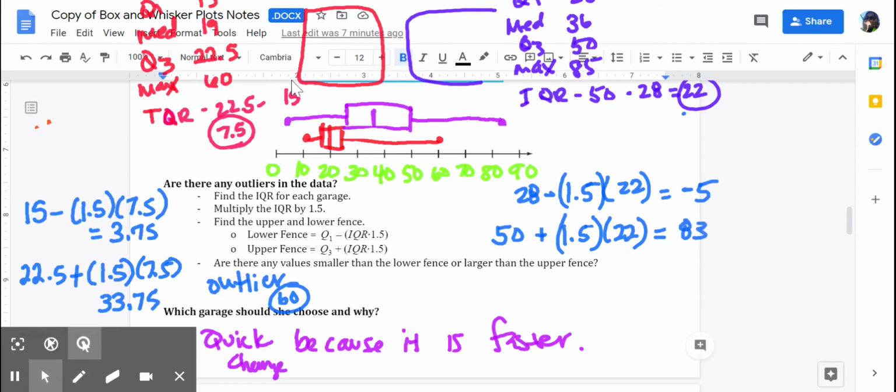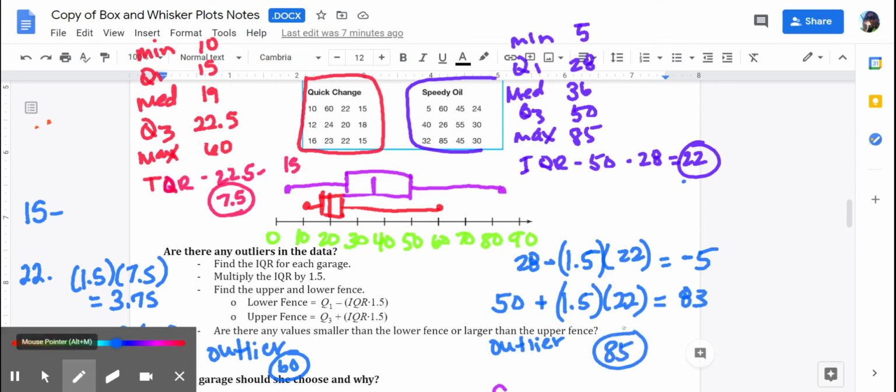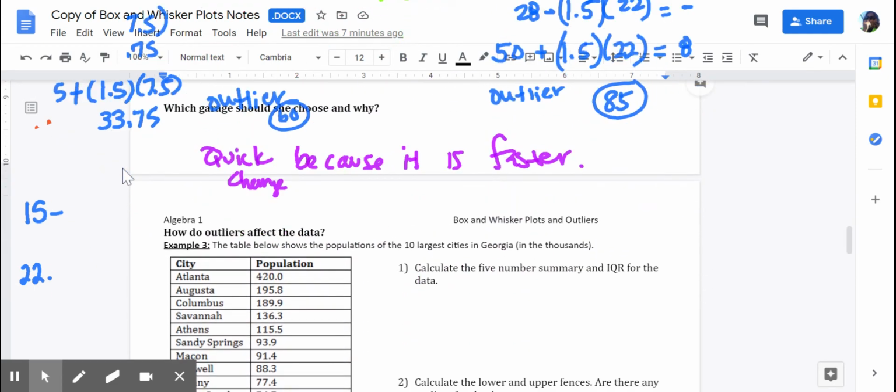So what I need to do is come back up to my list in my speedy oil and see, are there any times that are higher than 83? We'll see that there is one here, one outlier that is higher than 83, and that is the wait time of 85 minutes. So quick change had one outlier, it was 60. So does speedy oil, it was 85.